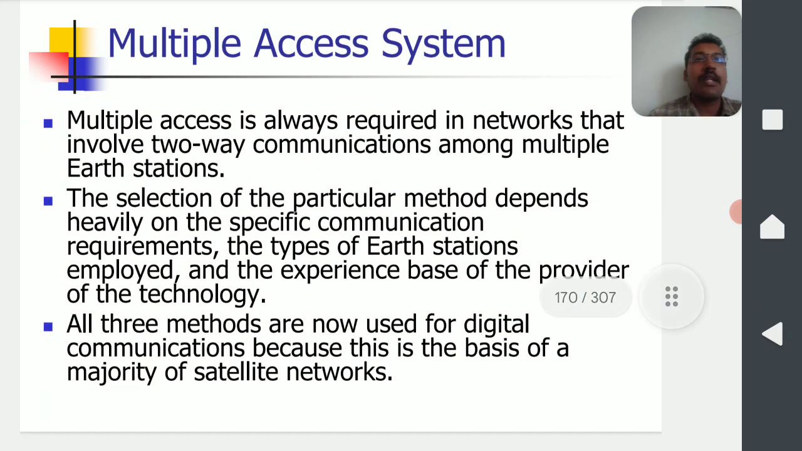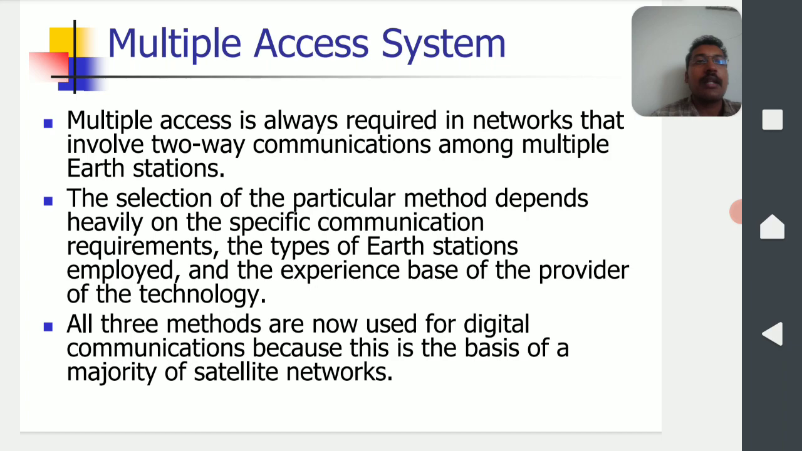Multiple access is always required in networks that involve two-way communications among multiple earth stations. The selection of the particular method depends heavily on the specific communication requirements, the types of earth stations employed, and the experience base of the provider of the technology.